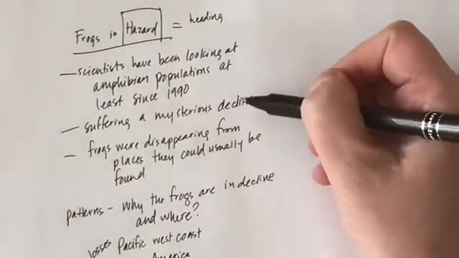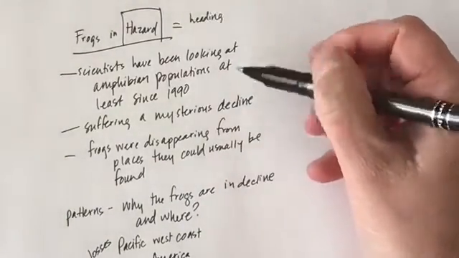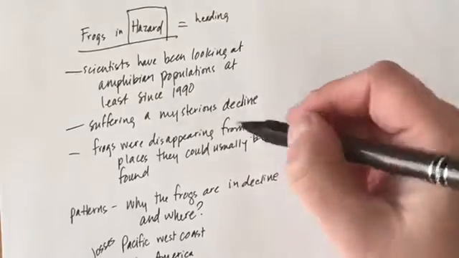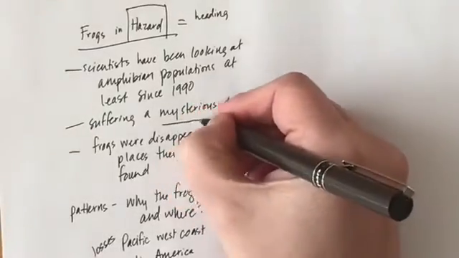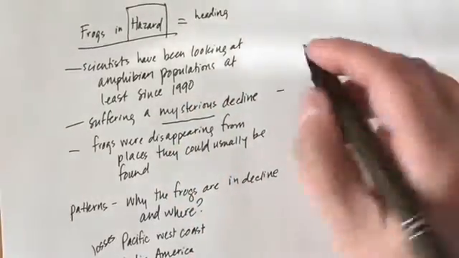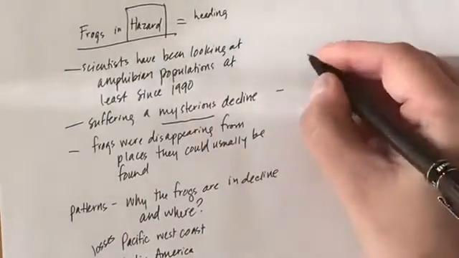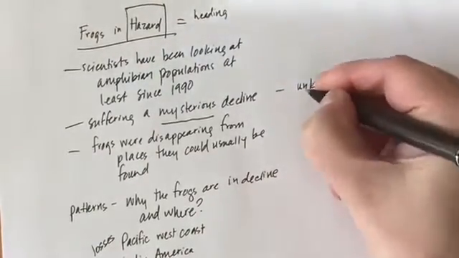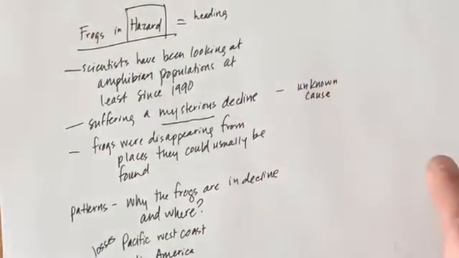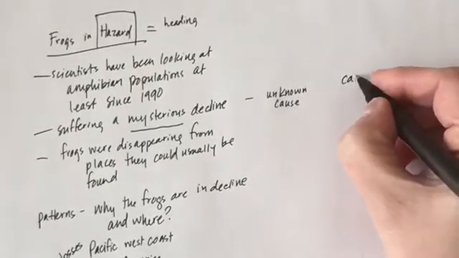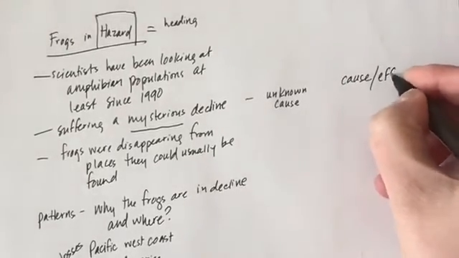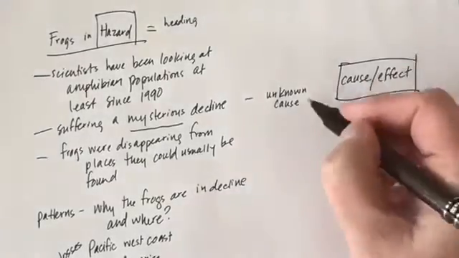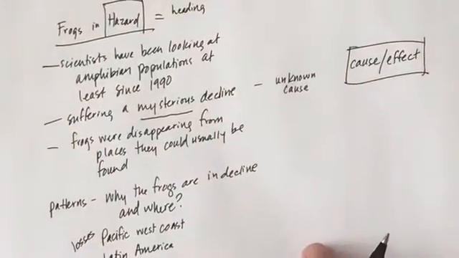I found three sort of main ideas in the first part of my reading. That this has been an ongoing problem that scientists have been looking at for a while. That the decline is mysterious. So I'm going to add over here, and that was their word, so I might say something like unknown cause. And again, I think I said this before, that my topic is looking like a cause and effect topic. What is causing the frogs to decline? So I'm seeing that pop out in my reading.